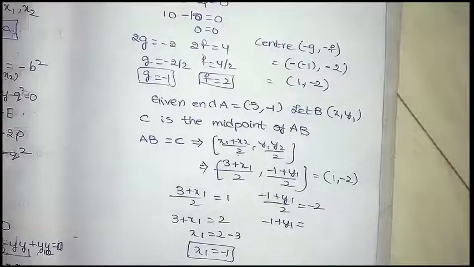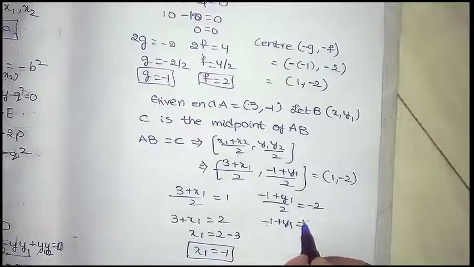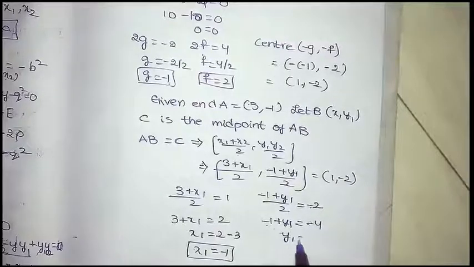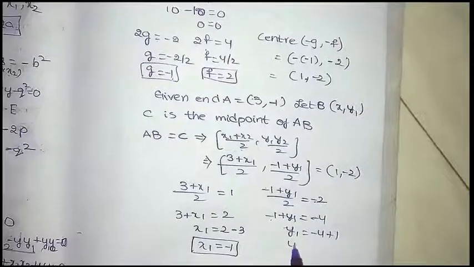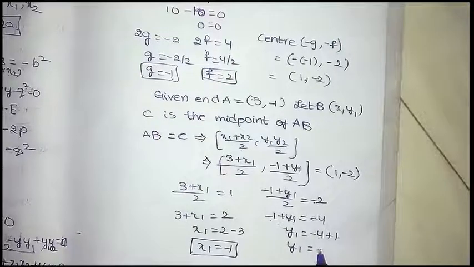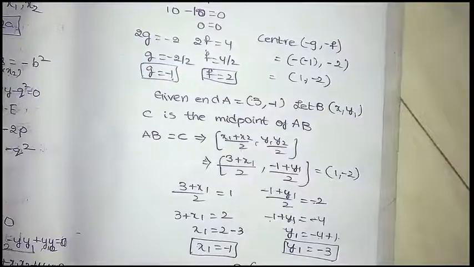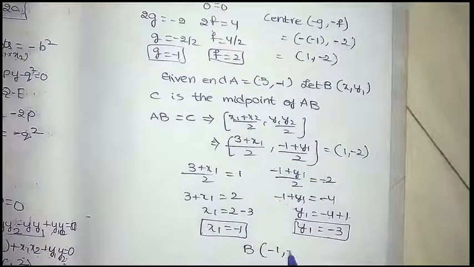Now minus 1 plus y1 is equal to minus 4, y1 is equal to minus 4 plus 1, y1 is equal to minus 3. So the B point is minus 1 comma minus 3.